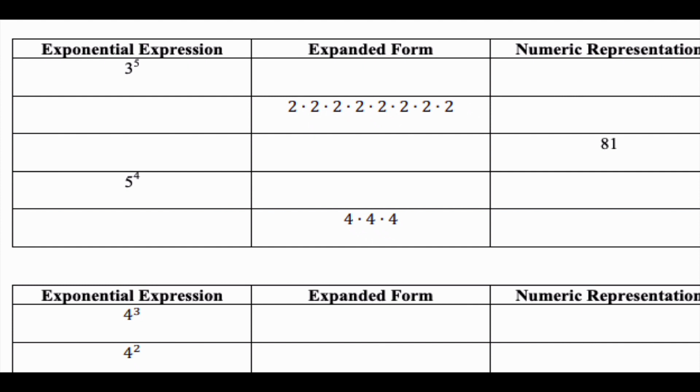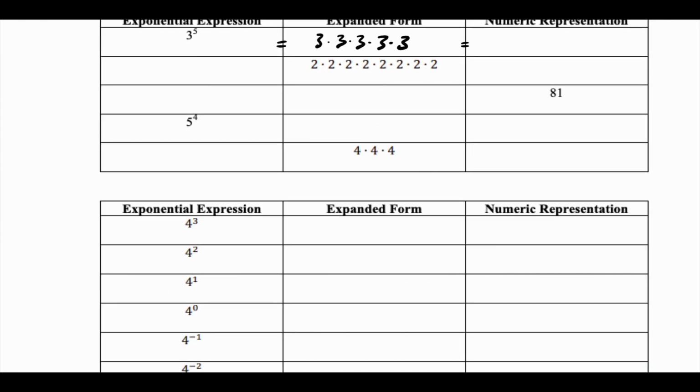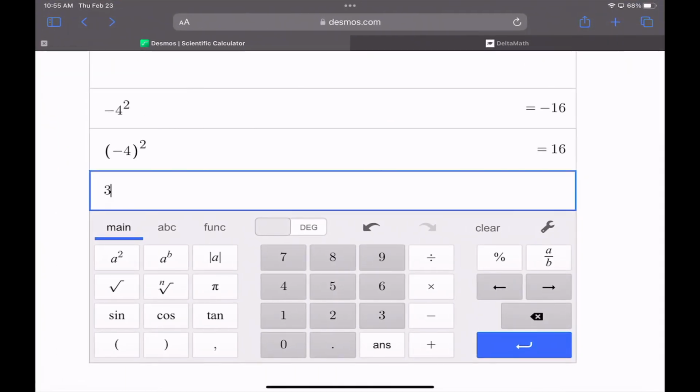So the expanded form is just what it is. All right, that's what 3 to the 5th means. So we can put equals. Numerical representation is what the answer actually is. If I were to go to my calculator and say 3 times 3 times 3 times 3 times 3, 3 to the 5th power is 243.